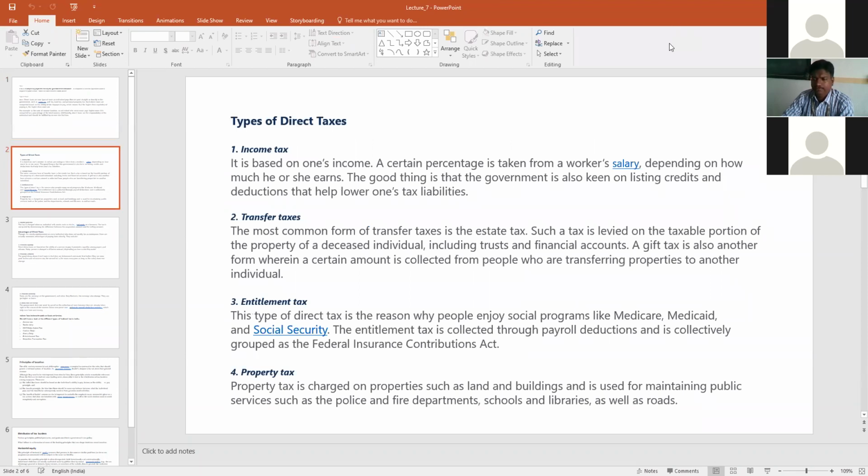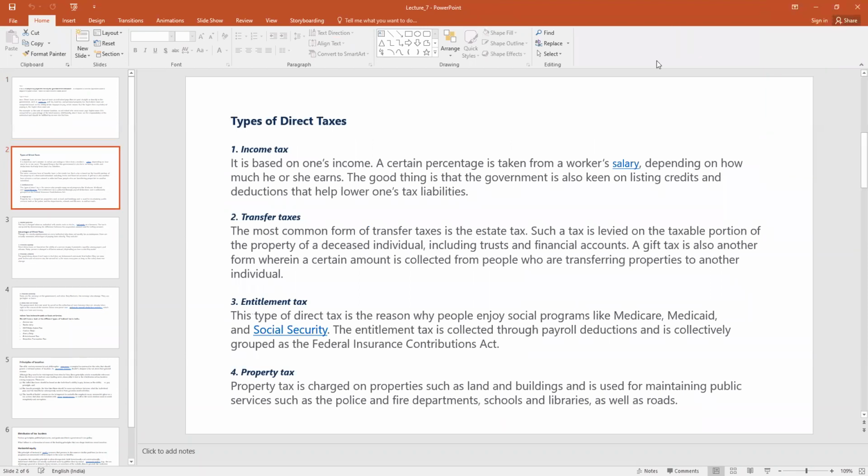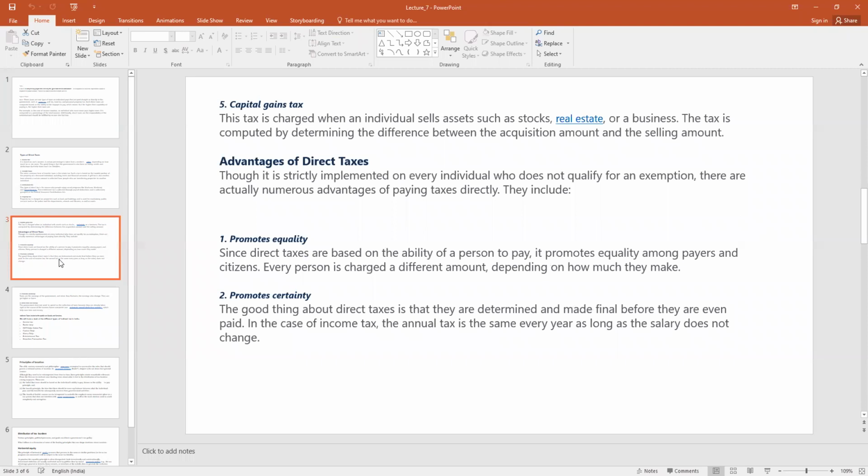Okay. Then we'll move on to the various types of direct taxes. The first type we have already seen, the income tax. Then the second one is transfer taxes. Then entitlement taxes. Then we have property tax. Then we have capital gains tax. These are all the direct taxes.